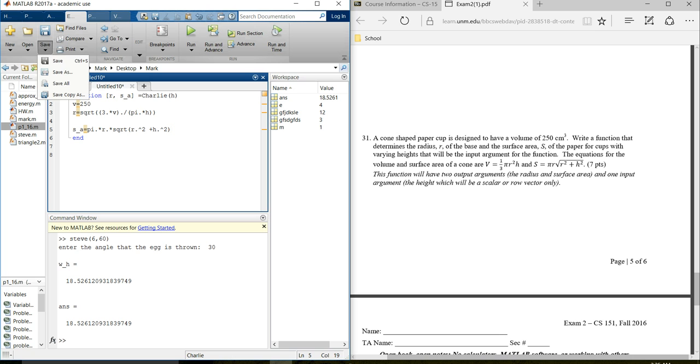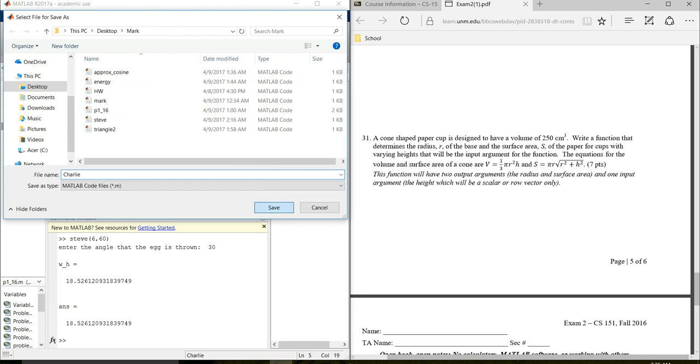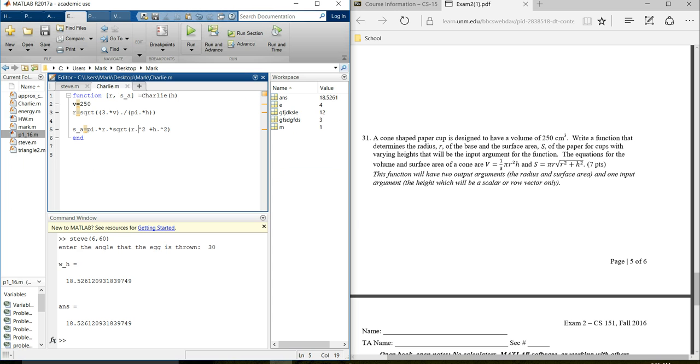And I named this one Charlie. Giving shout outs.